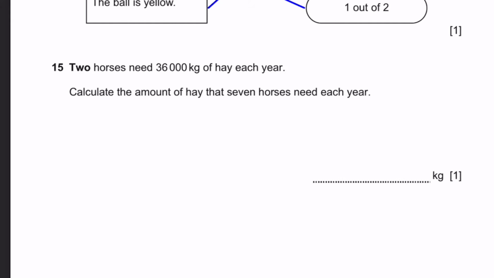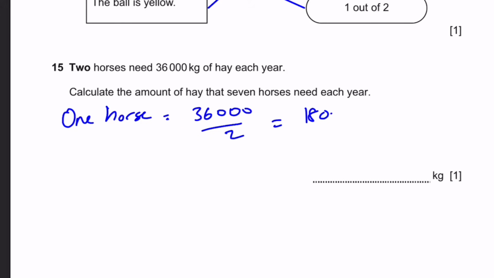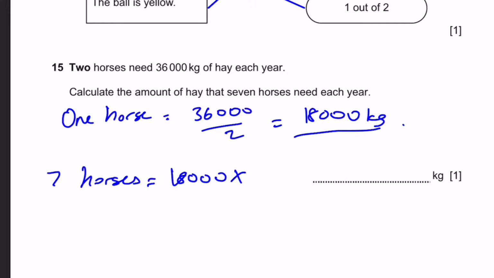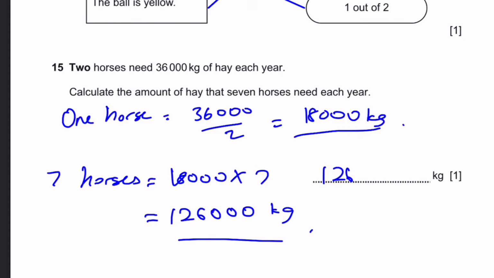Question 15. 2 horses need 36,000 kilograms of hay each year. Calculate the amount of hay that 7 horses need each year. If 2 horses need 36,000 kilograms, that means 1 horse requires 36,000 by 2, which is 18,000 kilograms. Now, 7 horses require 18,000 times 7, and that'll be 126,000 kilograms. That's our answer. Let's go to question 16.